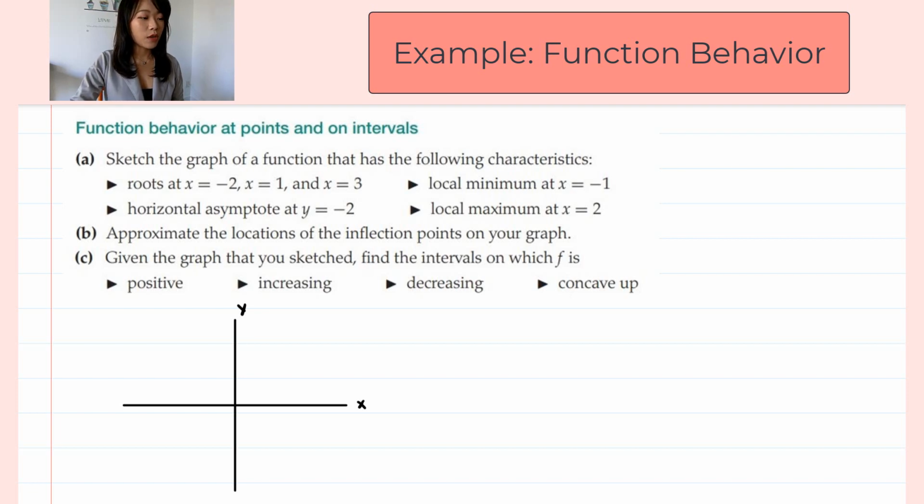Let's start with the roots. We want to have three roots. One root at x equals -2, one at x equals 1, and one at x equals 3.